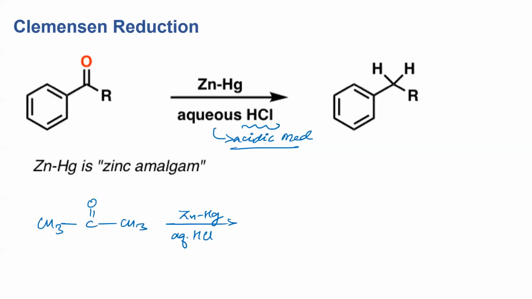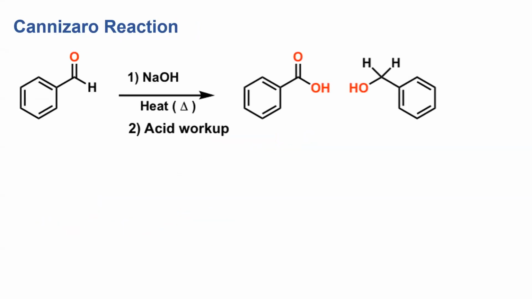Okay, Clemmensen. Then we have the Cannizzaro reaction. In the Cannizzaro reaction, if I want to balance this reaction, I have to write 2 here, but we are using one molecule in the reaction container. So I just have benzaldehyde, and I am treating this with NaOH and heat.